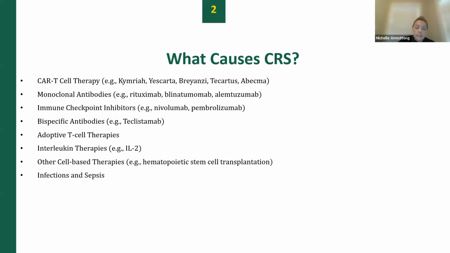Others are adoptive T cell therapies, interleukin therapies, stem cell transplant. After an allogeneic stem cell transplant, patients do sometimes have more mild CRS type symptoms. And then, of course, infections and sepsis. During COVID, a lot of what was in the media with the more severe COVID disease, and those that led to more toxic and bad side effects, even death, CRS was a lot of the leading causes of that, with the fever and everything else.